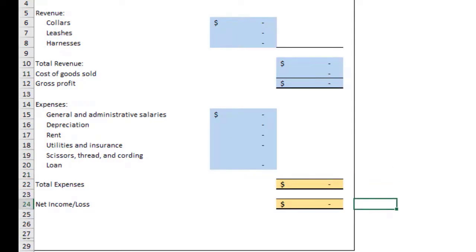That's all there is to it for the income statement, but it is an important piece of information. If you have a business, you want to know if it's going to be profitable, and this is one of the ways that you can gauge your profitability.